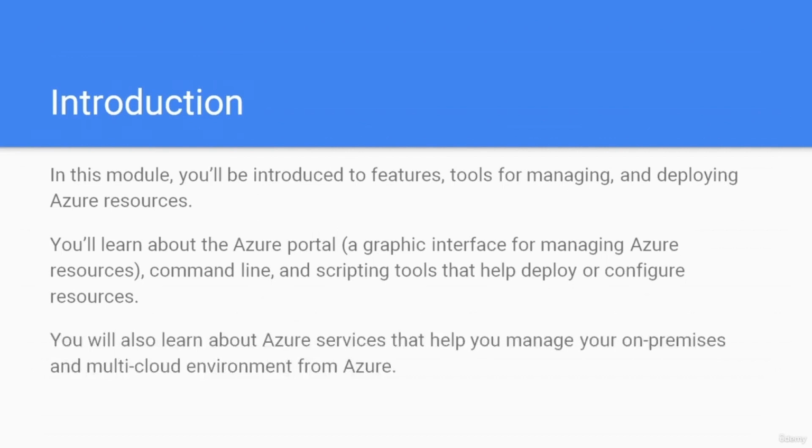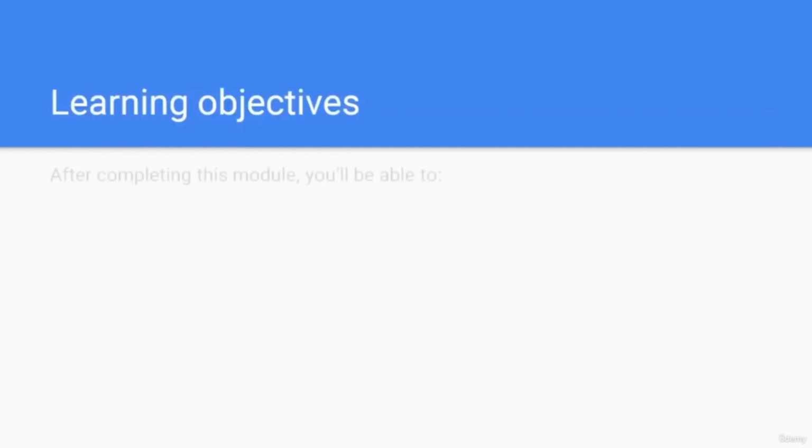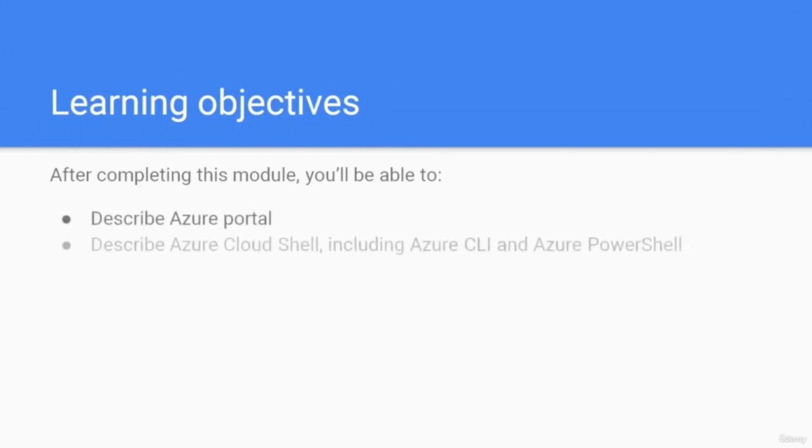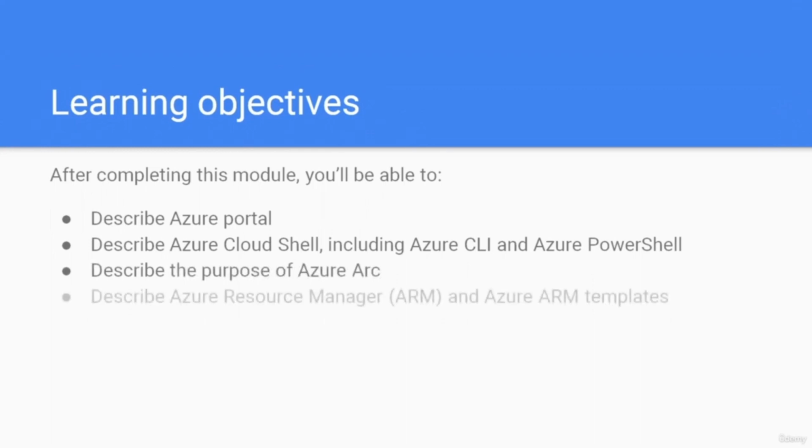You will also learn about Azure services that help you manage your on-premises and multi-cloud environment from Azure. After completing this module, you will be able to describe Azure Portal, describe Azure Cloud Shell, including Azure CLI and Azure PowerShell, describe the purpose of Azure Arc, and describe Azure Resource Manager (ARM) and Azure ARM templates.